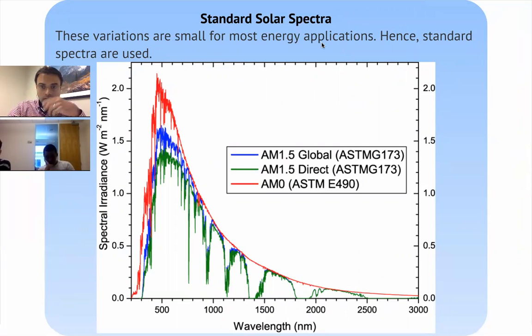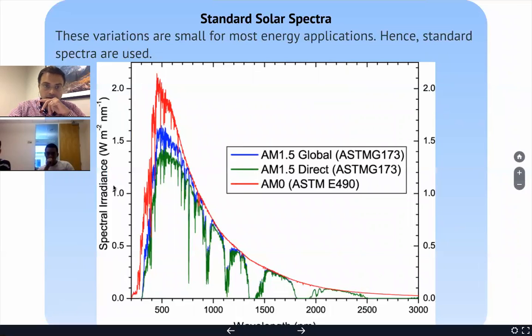There are standards committees around the world which have determined these 3 standard spectra. AM0 refers to air mass 0. We'll see what that means in the next few slides. It represents the spectrum out in space, so that's the red plot here. Again, this is wavelength, and this is spectral irradiance, watts per meter square per nanometer. AM1.5 direct is the green spectrum here.